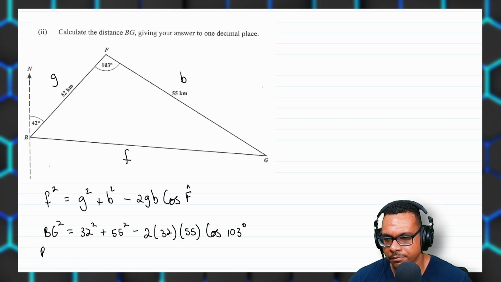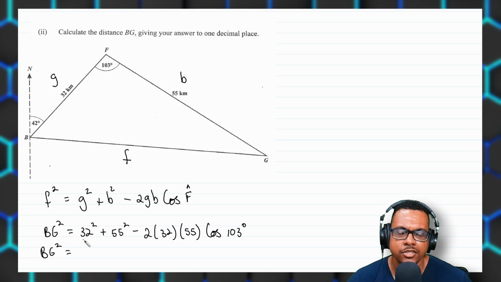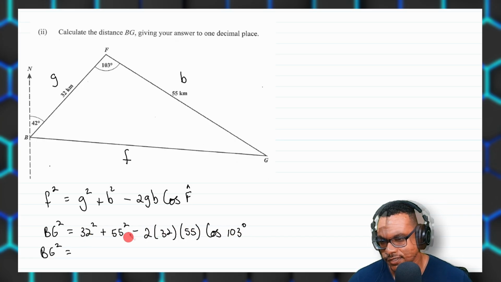So I'm going to put BG squared is equal to, now what I like to do in this situation is to run this whole thing on the calculator. And of course, we need to know where to put our brackets on the calculator to do this whole thing. So we're going to put brackets here, and we're going to have brackets here.